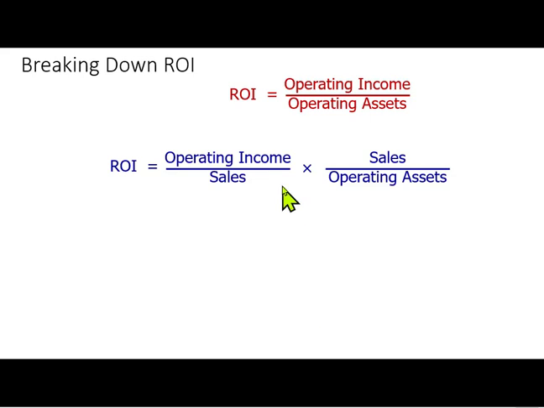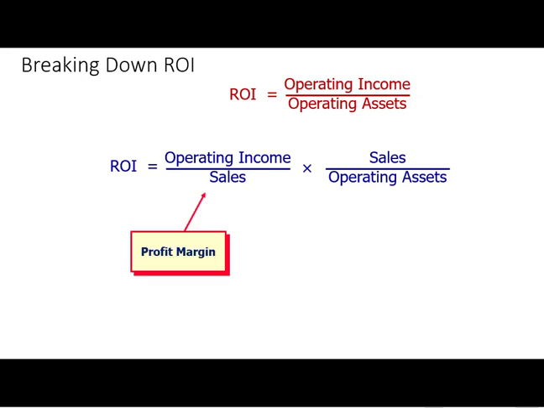Now, sometimes it's necessary to break this return on investment into two separate pieces. Operating income divided by sales, and that has a name. That's called margin or net margin. And then you multiply that times sales divided by operating assets, and this is called turnover. So another way, or you might say an expanded way to look at return on investment would be to say margin, net margin times turnover.